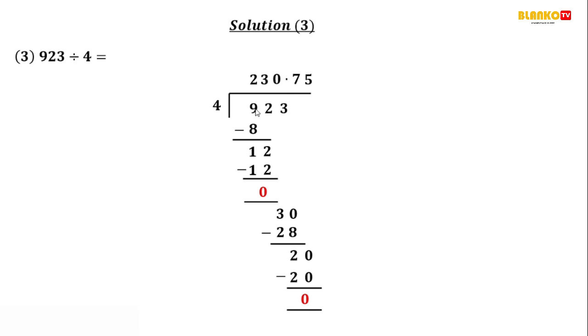0. So to divide 923 by 4, our answer is going to be 230.75. So 923 divided by 4 is going to be what? 230.75. So we have to divide 891 by 2.